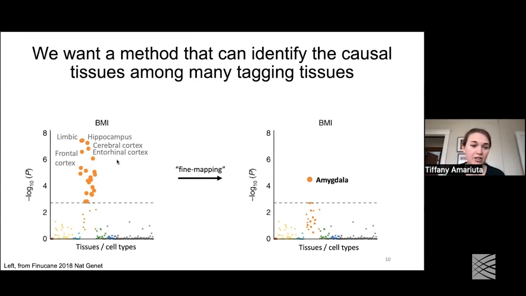So here in this cartoon, I'm showing a piece of data from the Finucane et al. 2018 Nature Genetics paper, which is about using specifically expressed genes and the enrichment of SNP heritability around those genes to associate tissues with disease. Here, essentially, we see for BMI that there are many central nervous system tissues associated with BMI. Now, essentially, what I want to do with this method is to be able to pinpoint which single tissue or small number of tissues out of this peak is responsible for the association with BMI.